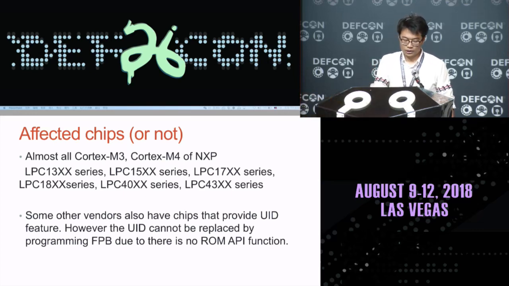But also there are some other vendors who have chips that provide a UID feature, so you can also clone their product, or you can also implement a hardware trojan inside of their production. In an old-fashioned way, if we want to implement a hardware trojan, we need to analyze the hardware, we need to analyze the firmware, and we try to implement all of this inside. But with this, we can just use FPB to hook a function to patch some stuff. This will be much easier.